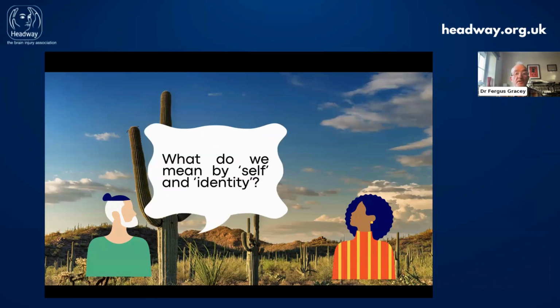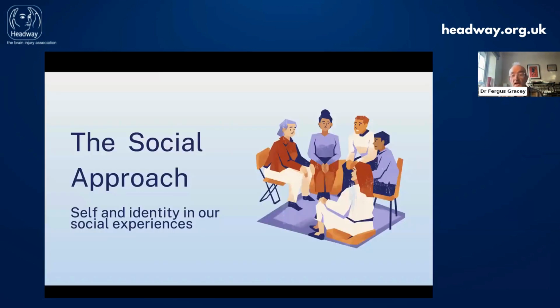So let's start by thinking about what we mean by self and identity. Obviously, I'm a psychologist, so I'm going to approach this from a psychology point of view. And as psychology is awash with ideas about self and identity, it's a huge topic. So I've got two slides covering two angles on it, but it's not chapter and verse. Two key areas that I think are important when we think about brain injury and identity.